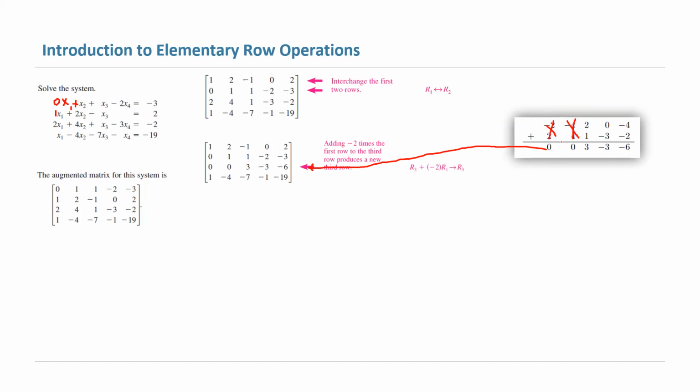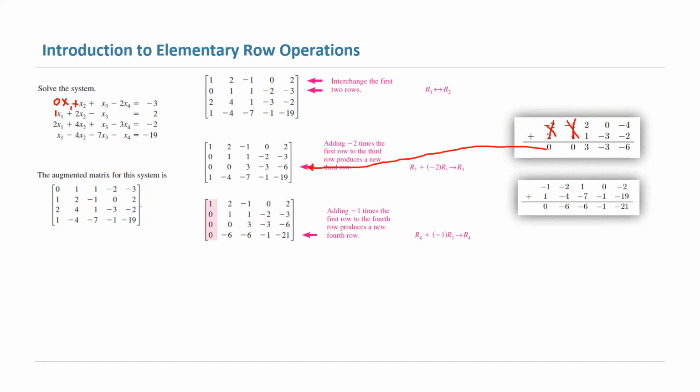Now what? Take a look. I have the leading coefficient 1, and the entries behind it are 0, then 0, but I have a 1 here. I want to get rid of this 1. What you can do is multiply the first row by negative 1 and add it to the last row. What's the algebra behind it? Negative 1, negative 2, 1, 0, and negative 2 added to the last row, 1, negative 4, negative 7, negative 1, and negative 19. It gives you 0, negative 6, negative 6, negative 1, and negative 21, which is basically this new fourth row down here for you.